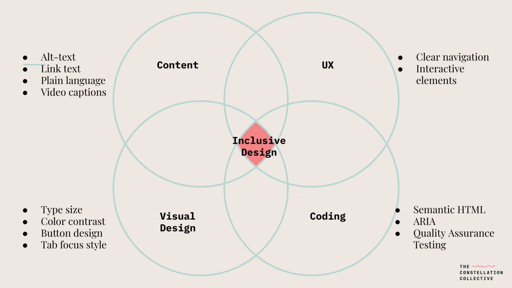Content creators are responsible for elements including alt text, link text, writing in plain language, and implementing video captions. Visual designers have to think about things like type size and styles, color contrast, button design, and tab focus style. UX teams and designers need to be able to create clear, consistent navigation and accessible interactivity. And developers have to then implement the code and include accessibility, ideally with real users with disabilities, in their quality assurance process.